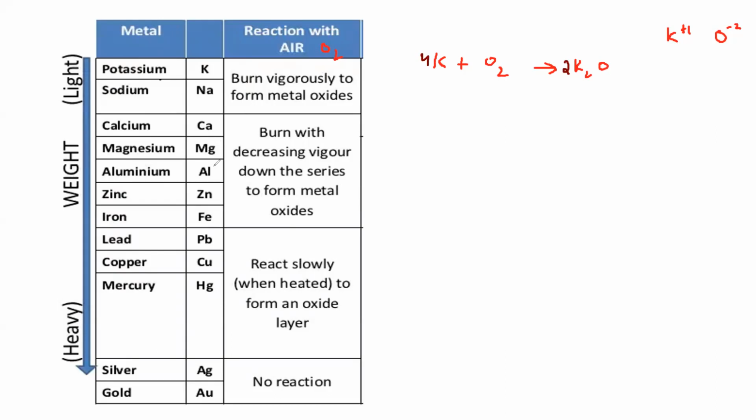Then calcium, magnesium, aluminium, zinc, and iron. They burn with decreasing vigor down the series to form a metal oxide. So when calcium reacts with oxygen, it gives calcium oxide. When magnesium reacts with oxygen, it gives magnesium oxide. Zinc reacts with oxygen, it gives zinc oxide. But the reaction is slower. Like calcium reacts much faster with oxygen as compared to zinc. From lead, copper, and mercury, they react slowly to form oxide layer.